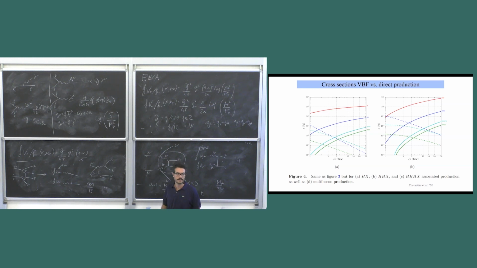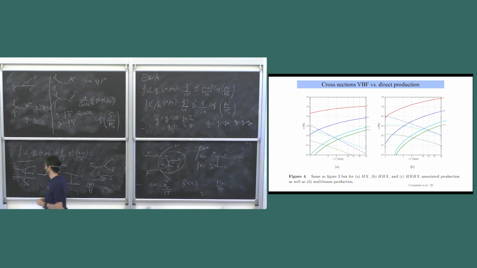Maybe a naive question, but you say that when you use PDFs, you neglect those diagrams when you attach a pair to the initial state. Are they gauge invariant separately, or just at leading logarithmic level?